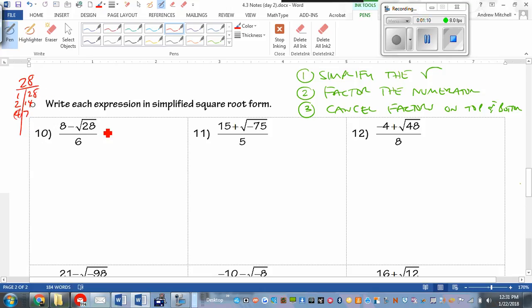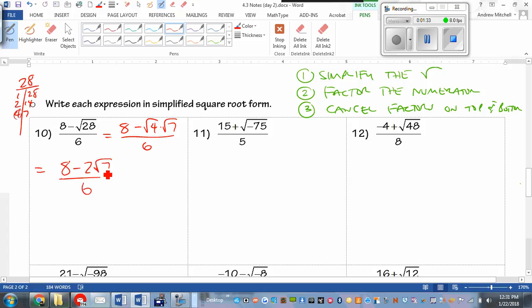So we can rewrite square root of 28. Everything else is going to stay the same. But we're going to have square root of 4 times square root of 7 all over 6. So we want to put that perfect square out front. And then from there, we're going to simplify square root of 4. That's just going to be 2. So we have 8 minus 2 times the square root of 7 over 6.